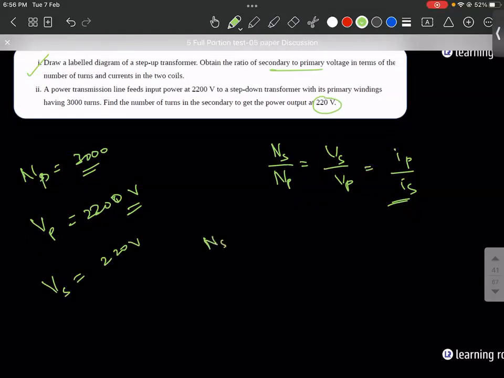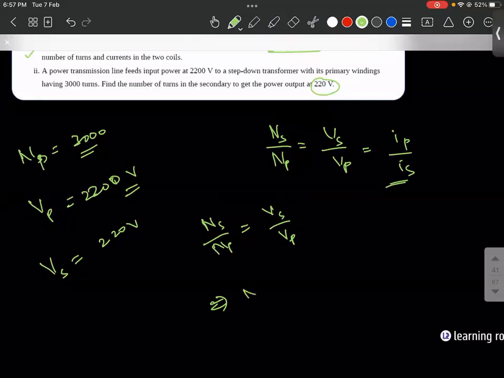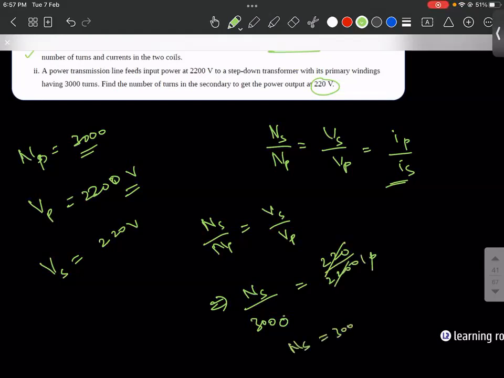Answer. NS divided by NP will be equal to VS divided by VP, which implies NS is what we need to find. NP is 3000. What is the value of VS? 220, and VP is 2200. It becomes 1 by 10. So NS should be equal to 300 turns. It's very simple. The voltage decreases by a factor of 10, so the number of windings should also decrease by a factor of 10.